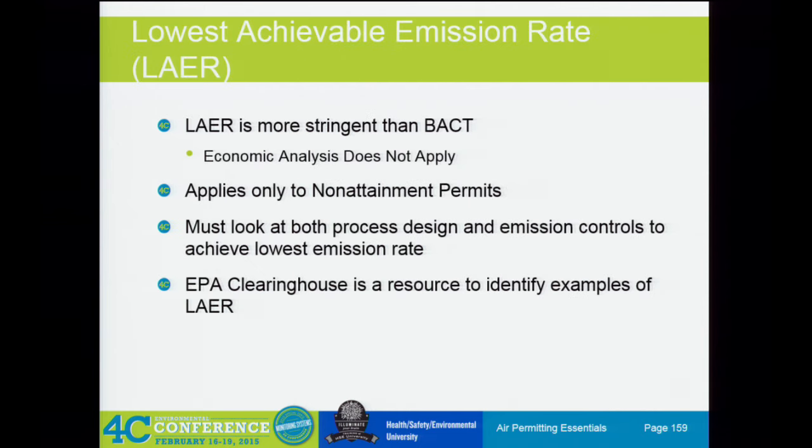So the next one is lowest achievable emission rate. So this is a lot more stringent than BACT. And the reason for that is the economic analysis does not apply. So regardless of the cost, you have to implement the control technology if it exists. It only applies to non-attainment permits. And you must look at both process design and emission controls to achieve the lowest emission rate. So that means that you're not just looking at control devices to reduce your emissions, you're also looking at other people's processes. What have they done to get lower emission rates? And you might have to go back and redesign your process in order to reduce your emissions.